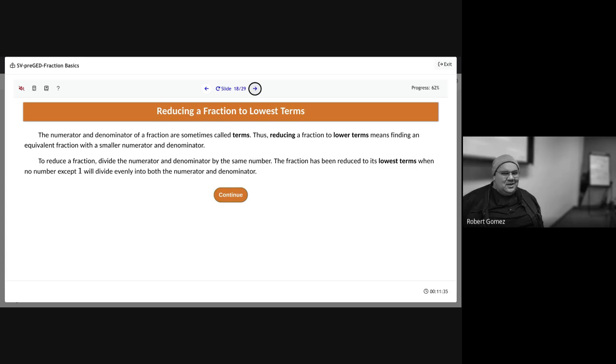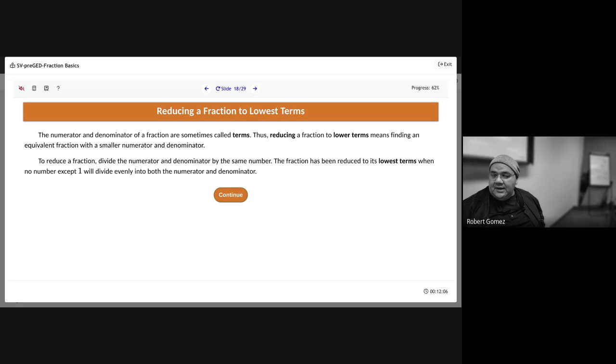Okay. So the numerator and denominator of a fraction are sometimes called terms. There's some vocabulary there. This is all stuff that you should write down. This is not a lot of text. Thus, reducing a fraction to lower terms means finding an equivalent fraction with a smaller numerator and denominator. To reduce a fraction, you're going to divide the numerator and denominator by the same number. Remember what we just did with the 36 and the 48, right?